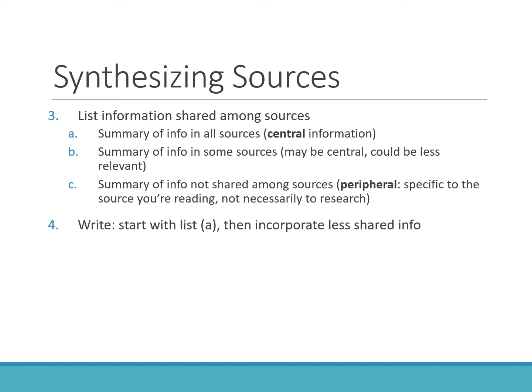It might be specific to the source you're reading, not necessarily to the research in general. So maybe you find one article that goes into a lot of detail about the specific genes that influence intelligence. You might decide that's not really relevant for you, and you might not include that in your paper. I would encourage you to start listing, starting with that central information and working toward incorporating less shared information.